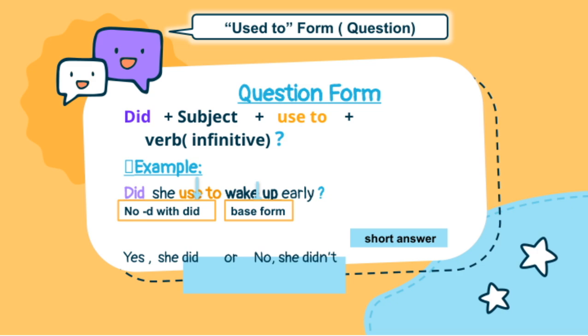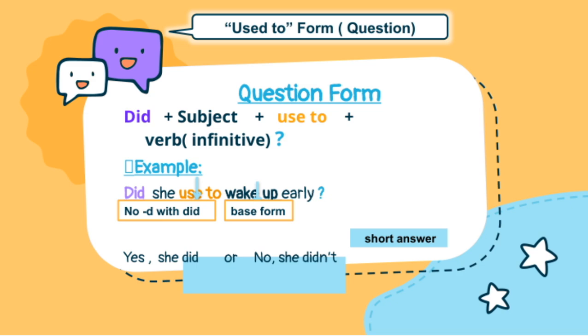For example, did she used to wake up early? Notice how used to stays the same in the question form, and the verb is in its base form, wake. When answering, you can say, yes, she did, or no, she didn't. This used to form is really helpful for talking about past habits or states that no longer happen. It connects to our overall theme of understanding past routines and how to ask about them correctly.